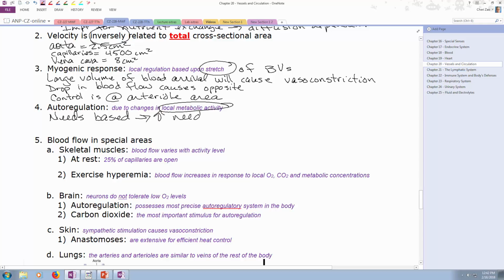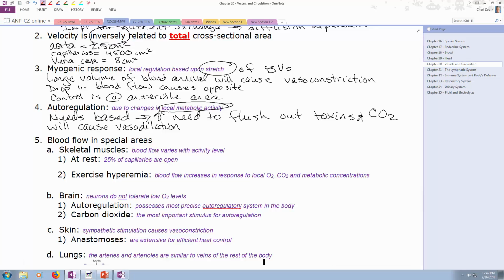Increased need to flush out toxins that you create metabolically, and carbon dioxide will cause vasodilation. More than enough, everything's happy and satisfied, you will actually get a little bit of vasoconstriction. And so that's autoregulation. I want you to understand that is different from the myogenic response.